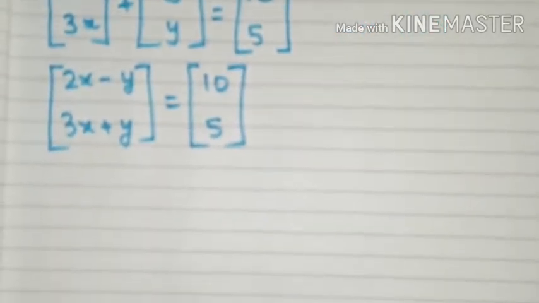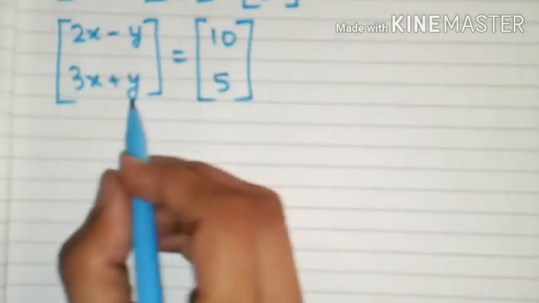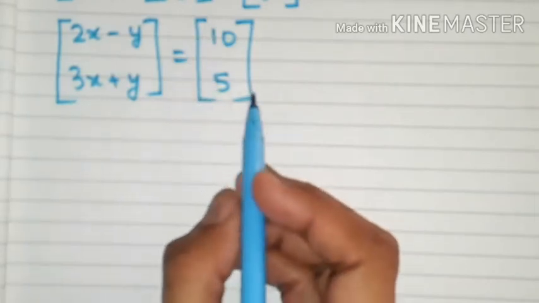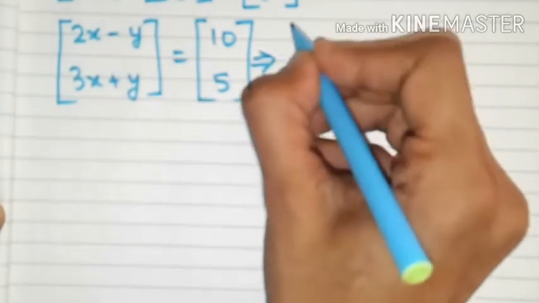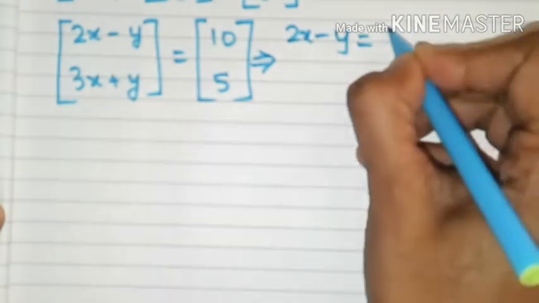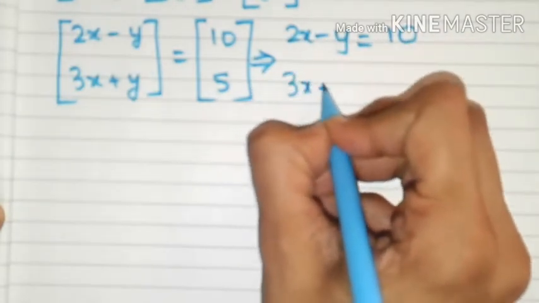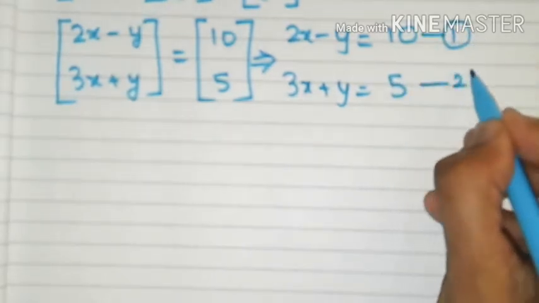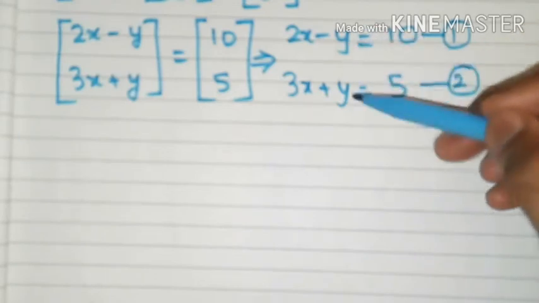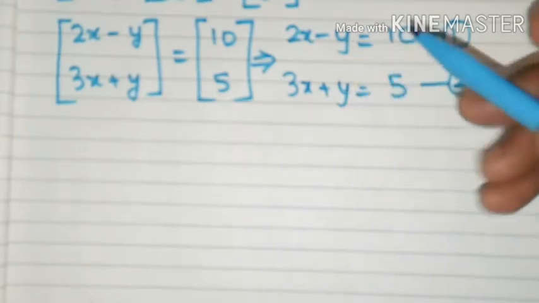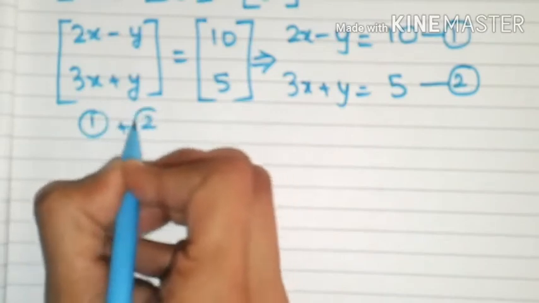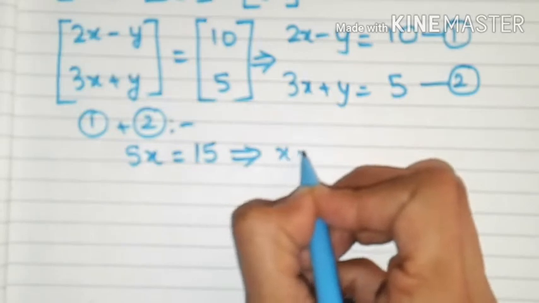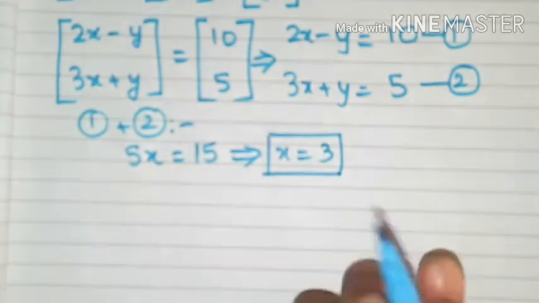So now the next step is that since these two matrices are going to be equal, that means that the corresponding matrix elements are also equal. So it implies that 2x minus y is equal to 10 and 3x plus y is equal to 5. So let us label this equation as 1 and this equation as 2. So if you observe, if I add these two equations, I can easily eliminate y. So let's do that. If I add 1 and 2, I will get 5x is equal to 15, which implies that x is going to be 3. So this is the value of x.